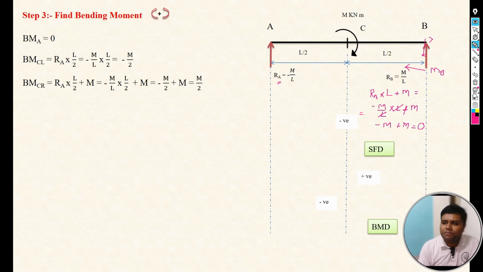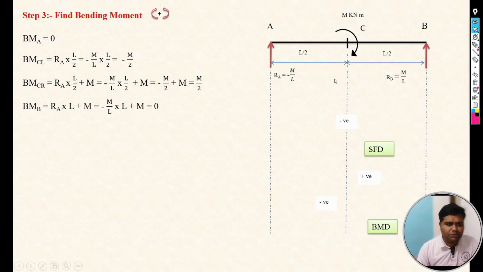Minus m plus m is equal to 0. So the moment at B point is equal to 0, and obviously if it is a simply supported beam, then at the simple support your bending moment should be 0. So here we have calculated the shear forces at A point and B point, and then we have calculated the bending moment at A and B point. Now we have to draw the SFD and BMD.